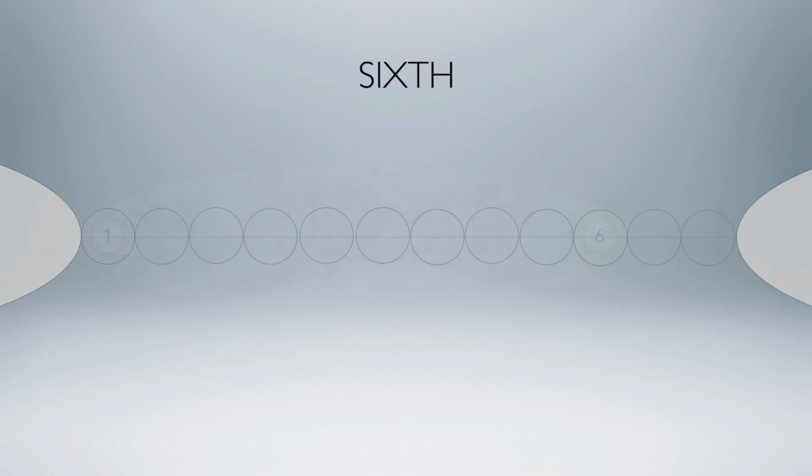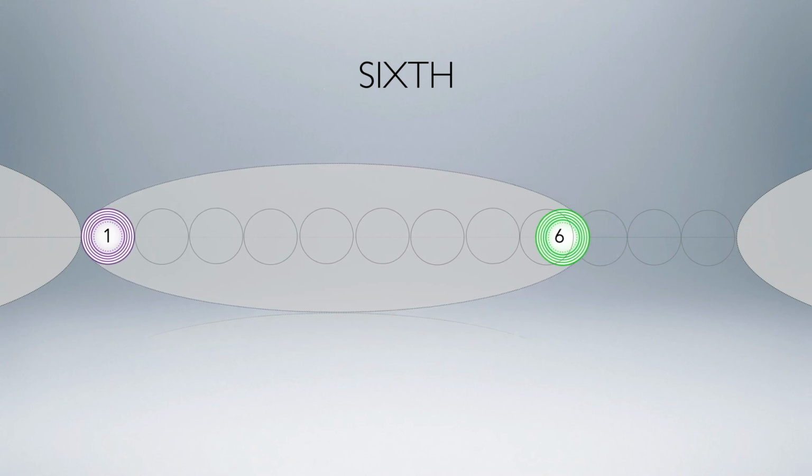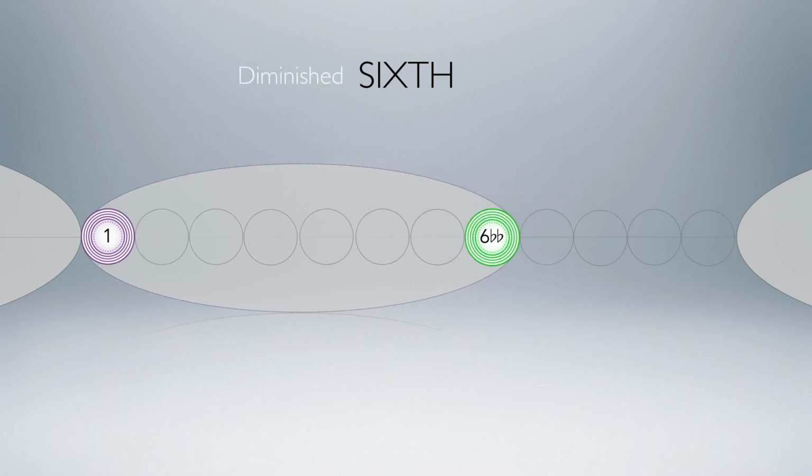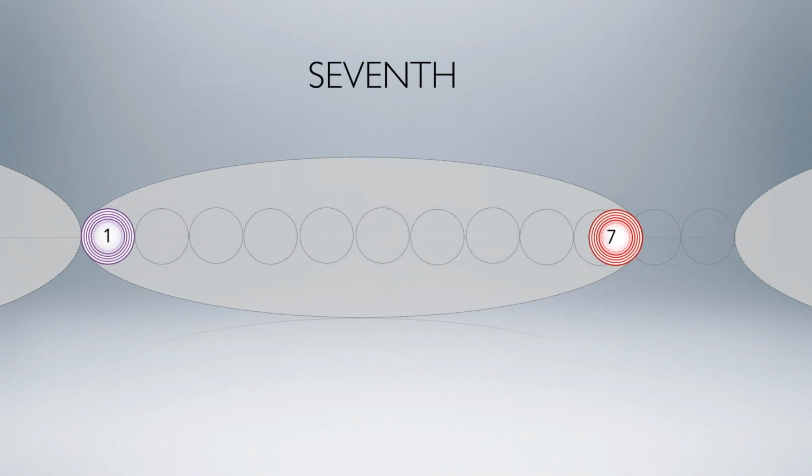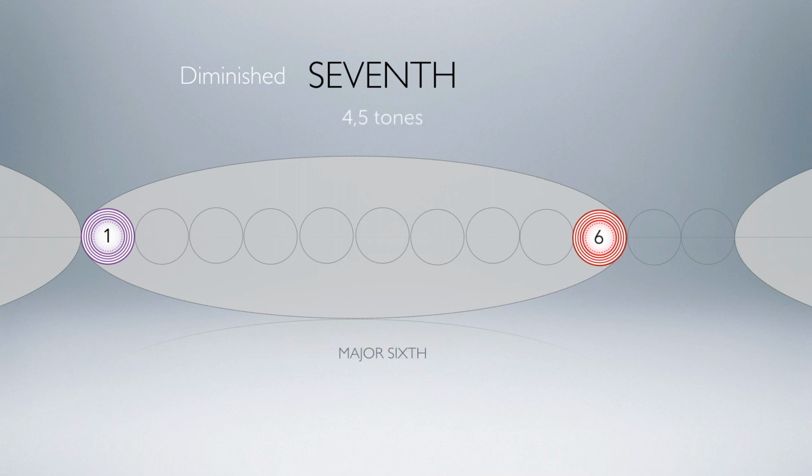A diminished sixth corresponds to a diminished major sixth and corresponds to the interval of the perfect fifth. Here also, be careful. Do not confuse a diminished sixth with a minor sixth. A diminished seventh corresponds to a diminished major seventh and corresponds to the major sixth interval. Here also, be careful. Do not confuse a diminished seventh with a minor seventh. They are two distinct intervals.